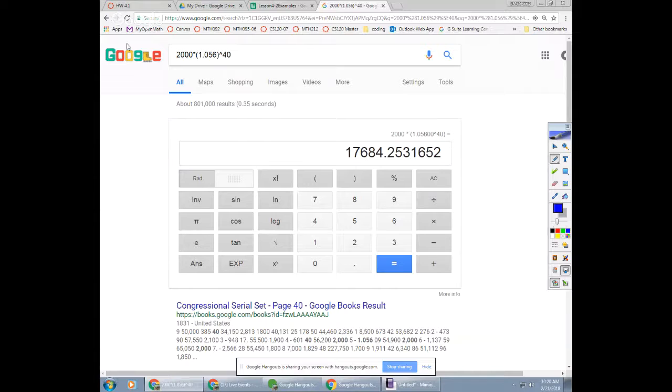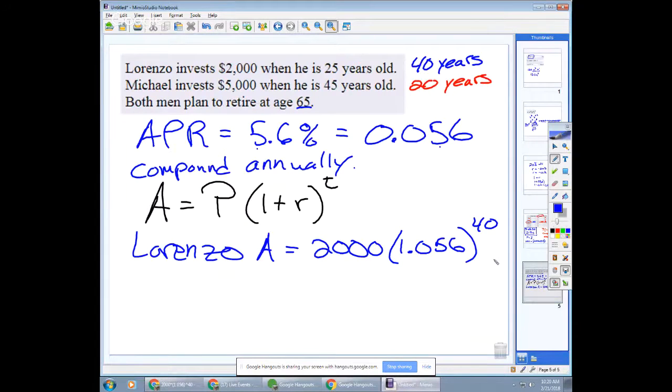$17,000? Anyone else getting a number like that? 17,684.25. All right, so there's Lorenzo. Michael's not going to have his money in as long, but he's putting more than twice as much in, so maybe that'll help him.